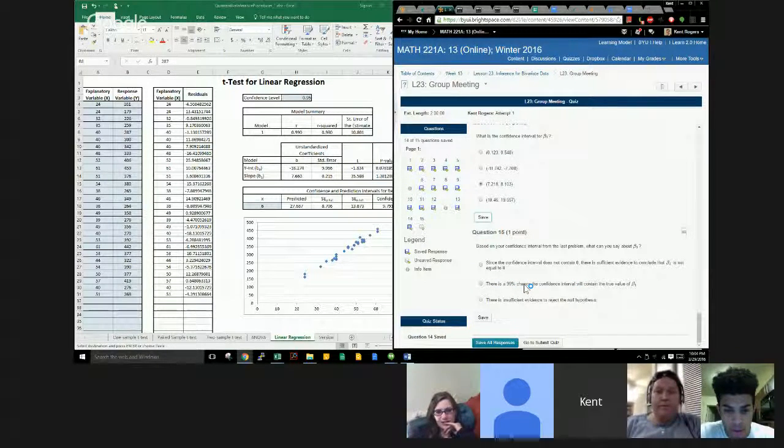Okay. Based on your confidence interval from the last problem, what can you say about B1? I would say the first one, at least on mine, since the confidence interval does not contain 0, there is sufficient evidence to conclude that B1 is not equal to 0, because the other ones don't make any sense. Yeah. There's a 99% chance the confidence interval will contain the true value of B1.